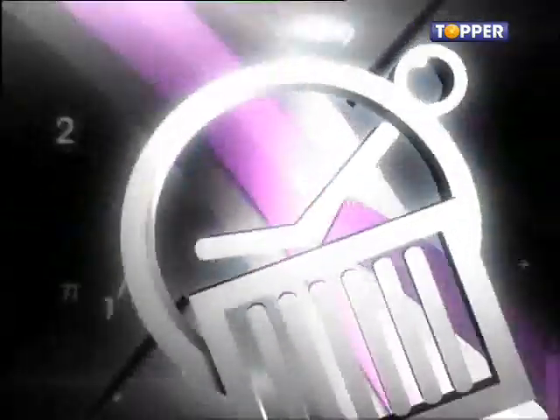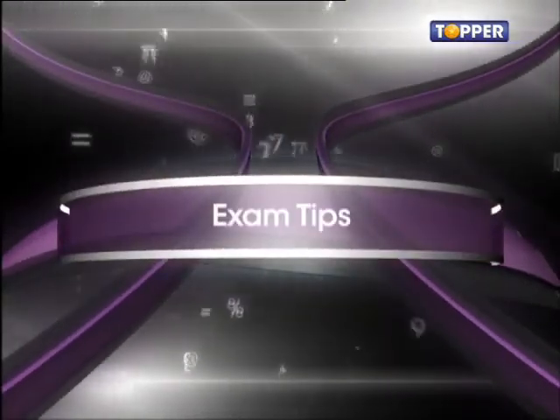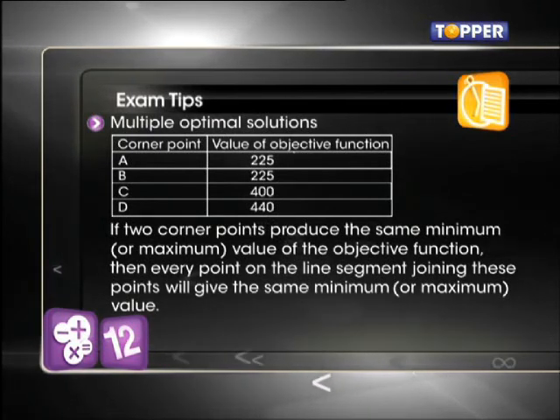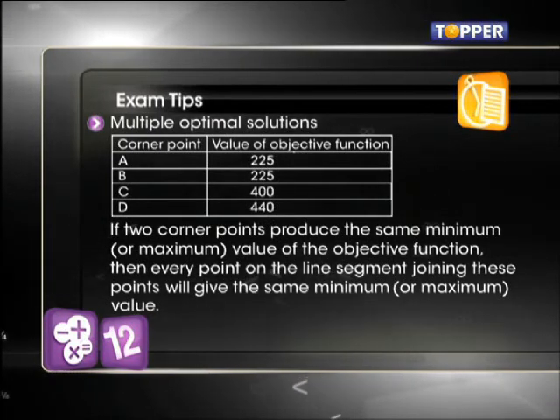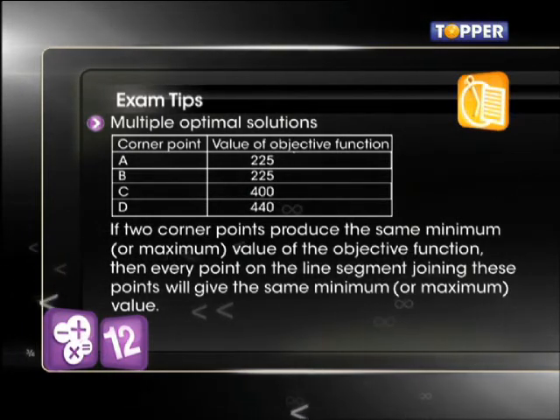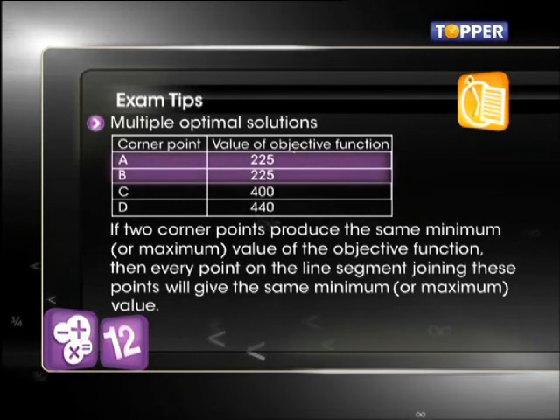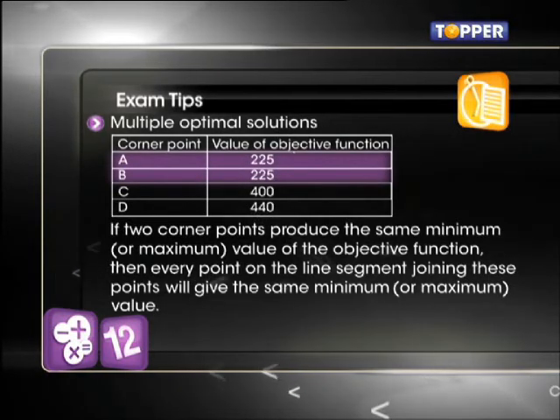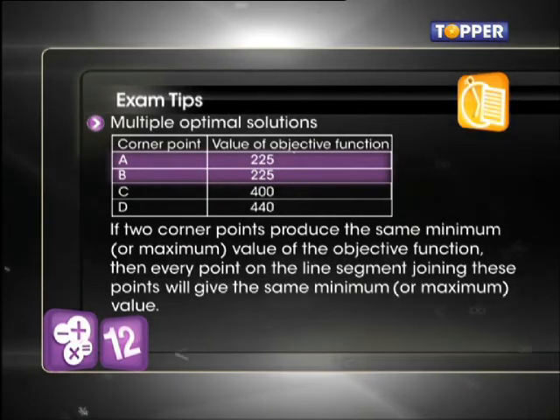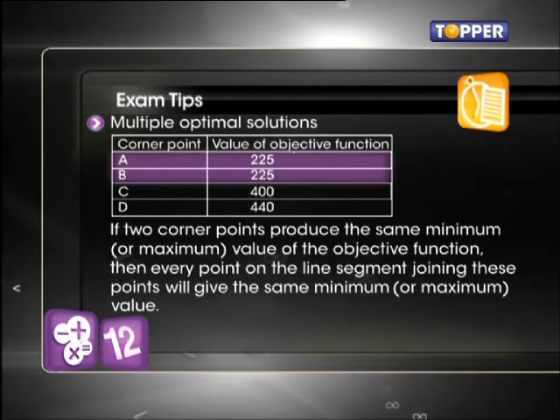Now it's time to give you some nifty tips that might come in handy while solving questions in exams. So keep your eyes glued to the screen. First, we'll talk about multiple optimal solutions. It is possible that you get the same minimum or maximum value corresponding to two corner points, like you see in this table. In fact, in such cases, every point on the line segment joining those two corner points gives the same minimum or maximum value.